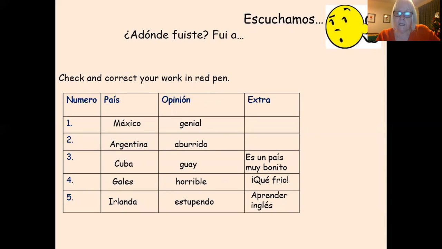aprender inglés. Aprender is the infinitive, to learn. So they went to Ireland from a Spanish-speaking country, or wherever they came from, to learn English. Okay, so again, check and correct your work in red pen, please, before you move on. So pause, correct, and then move on.